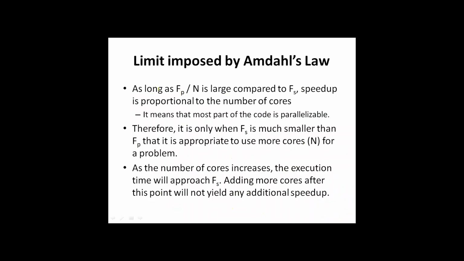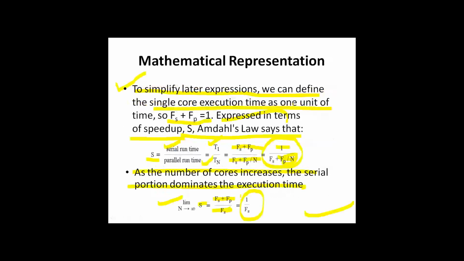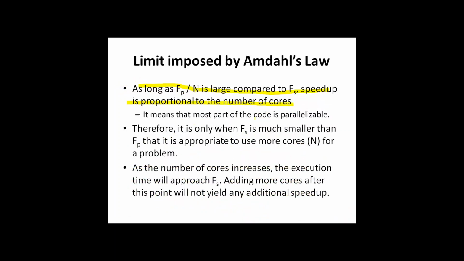So as long as fp by n is large as compared to fs, speed up is proportional to the number of cores. So in this equation, if this second part, that is fp by n, is larger as compared to fs, then only we can increase efficiency by increasing the number of cores. It means that most of the code is parallelizable. That is, we can increase the efficiency of our code if our code is parallelizable. If our code is not parallelizable, then we cannot increase its efficiency by increasing the number of cores.